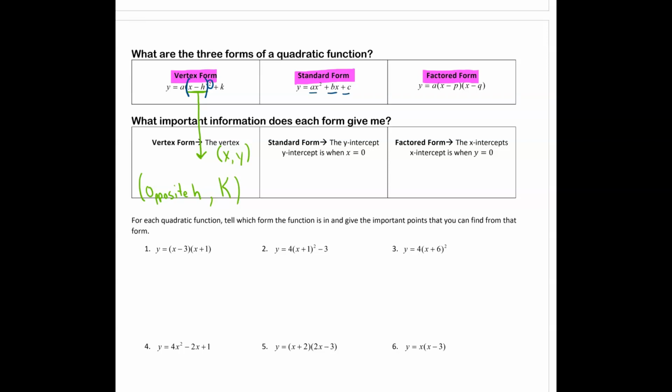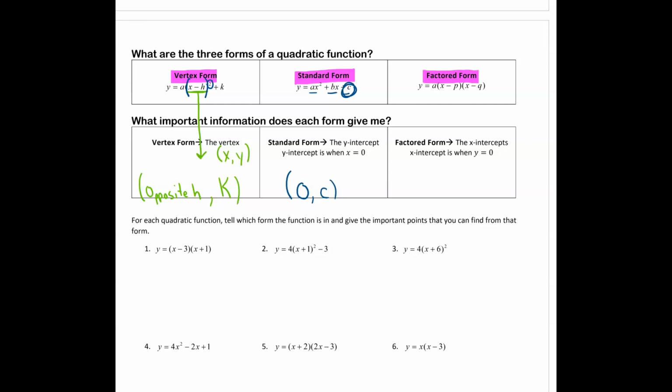Anyway, standard form is really important because just by looking at the equation, you can see the y-intercept. All y-intercepts have an x value of 0, and it will be whatever c is, whatever this constant number is, the one term that does not have an x attached to it. I'm going to explain why it's 0 in c when we get to our examples below.